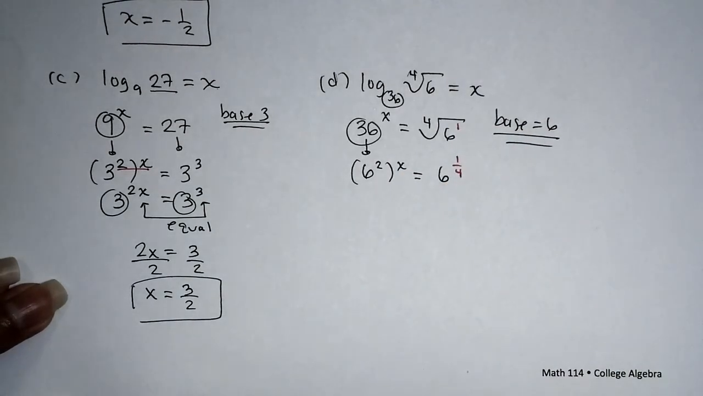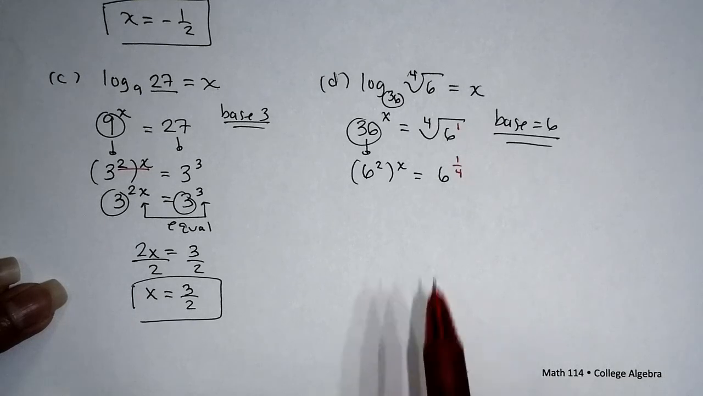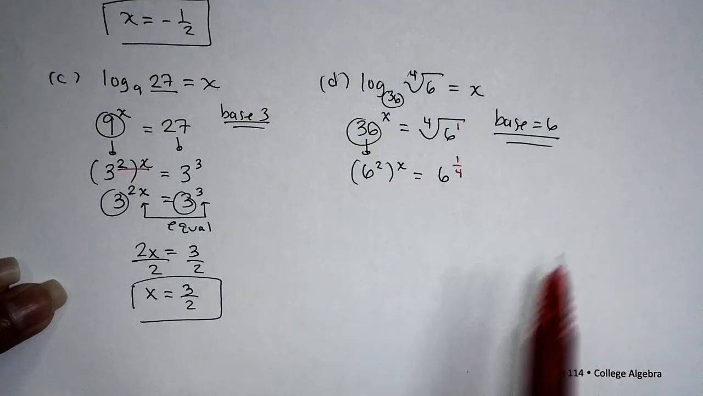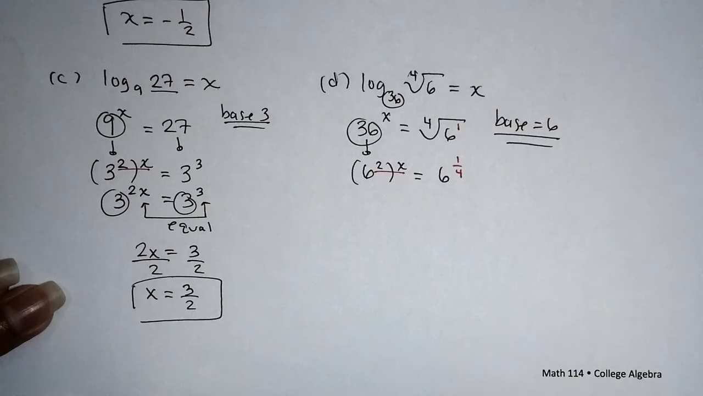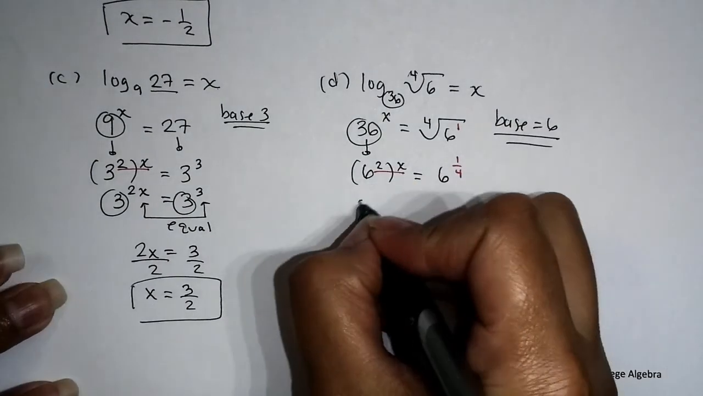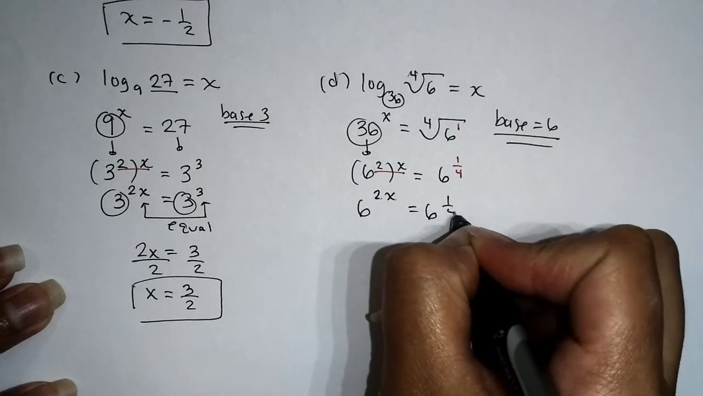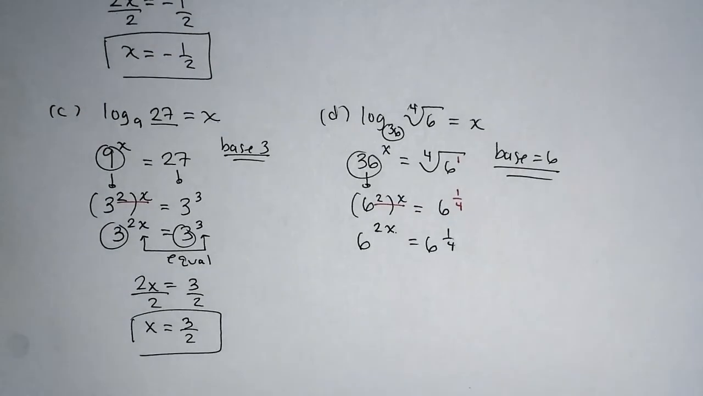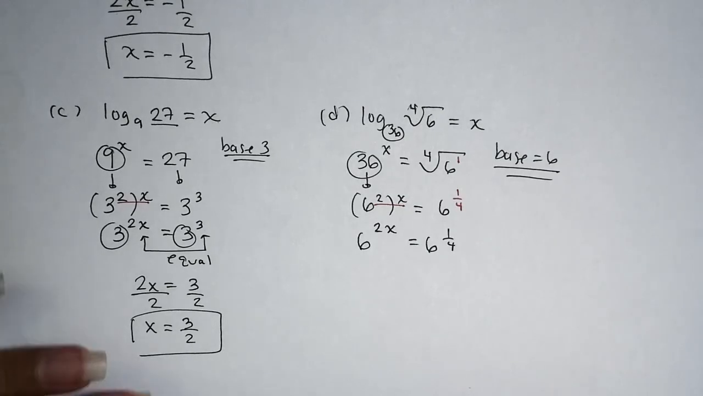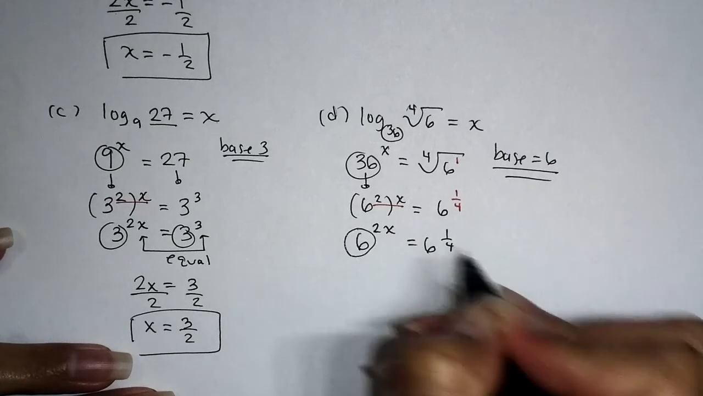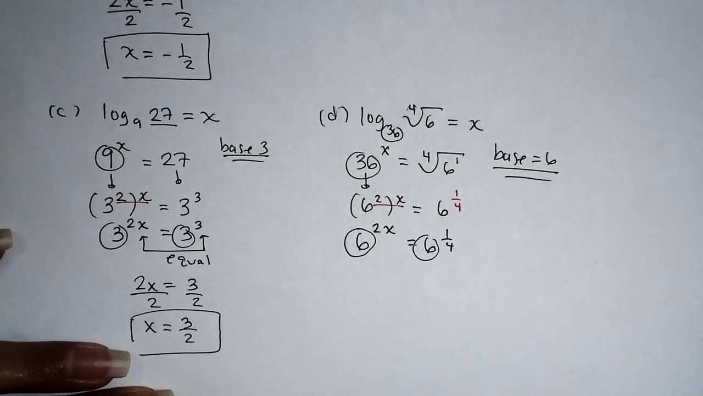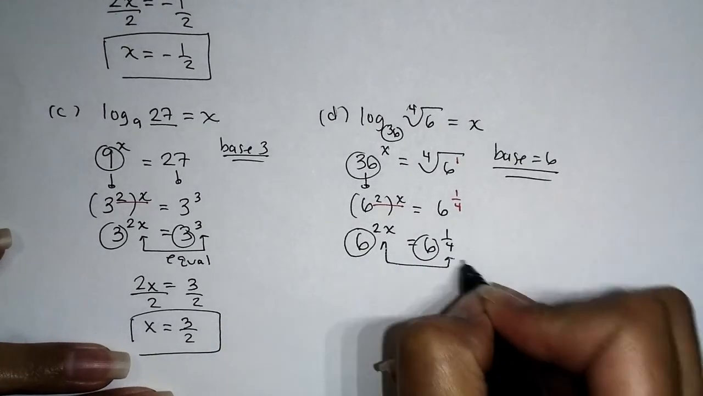Fantastic. When we apply the power rule to the left, power rule, raising powers, we're going to keep the base and multiply the exponents, and that will leave us with 6 raised to the 2x power equals 6 to the 1/4. At this point, I'm crying because it's like we nailed it. We totally nailed it. So once again, we'll apply the property of exponential equation, which means that if the bases are equal, then there's no way around it. Then the powers have to be equal.